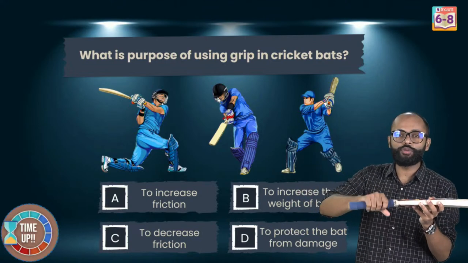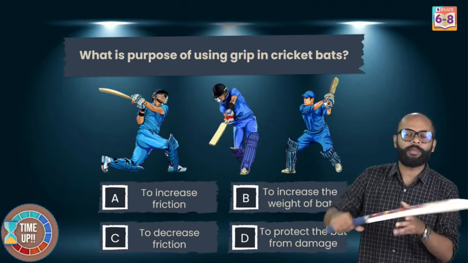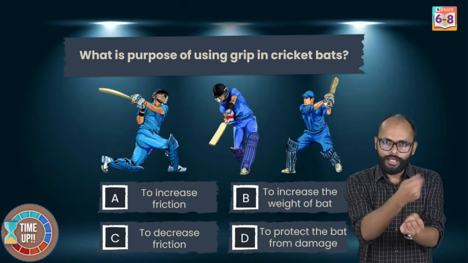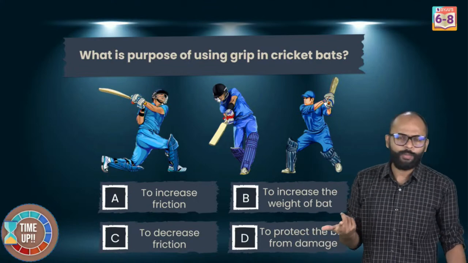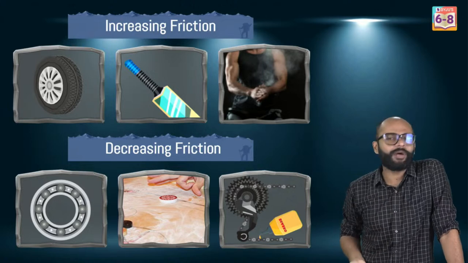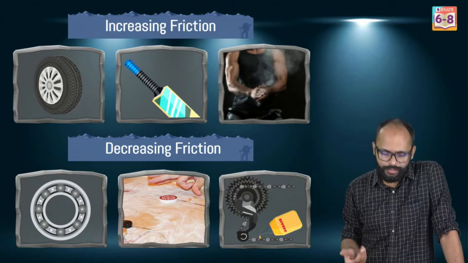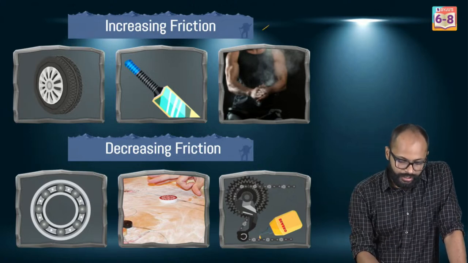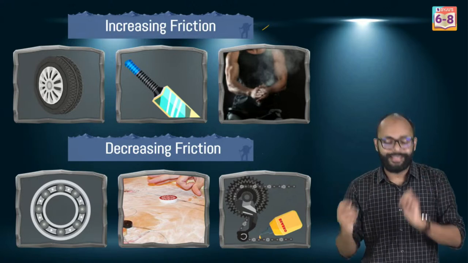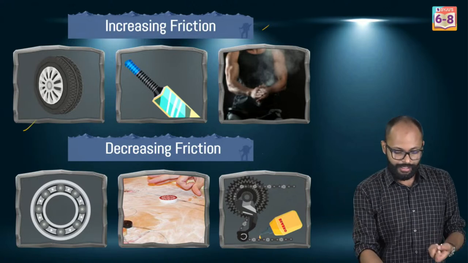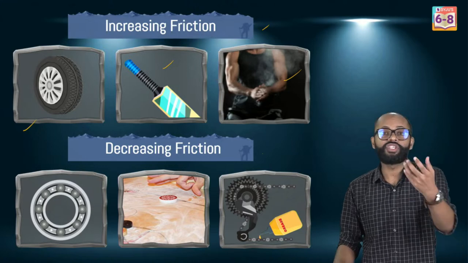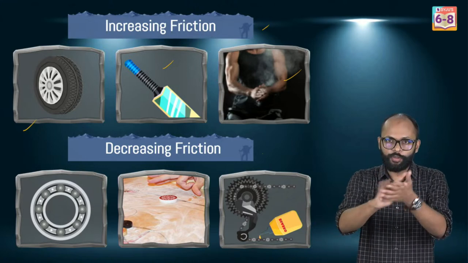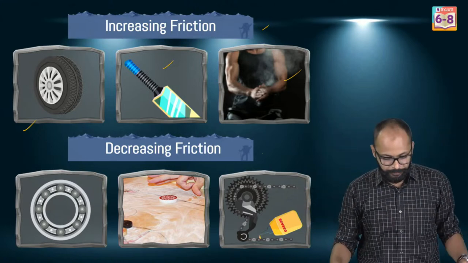It is because you don't have a good grip on the bat. Isiliye grip lagai jati hai, so that you can handle the bat nicely. Bhai, sara khel to bat se hi hai. Batsman agar bat nahi pakad payega to phir kya karna uska? Right? Correct? So we increase the friction where it is necessary, like tires, like bat grips, like gymnasts. Hai na? They put this powder to increase the friction, right?